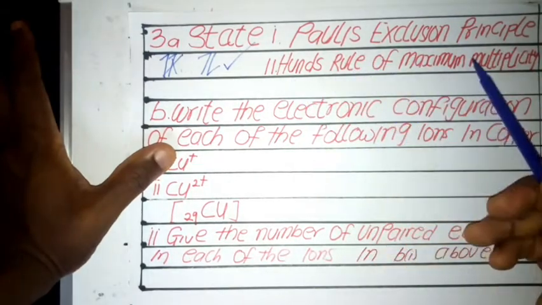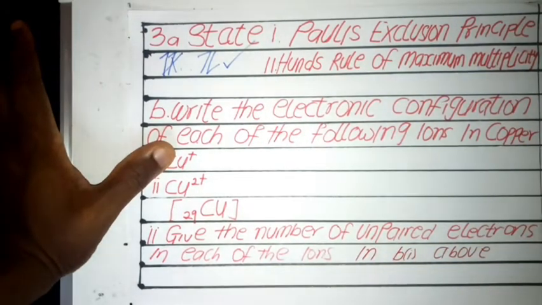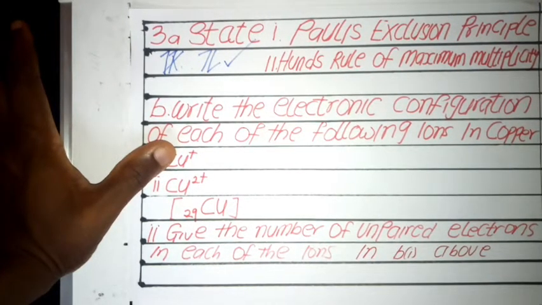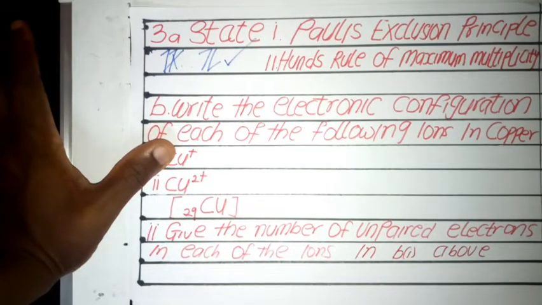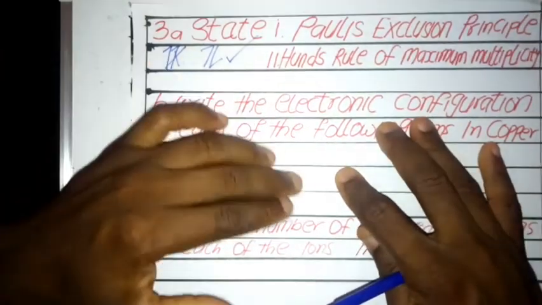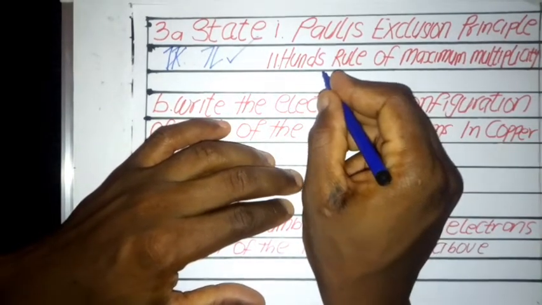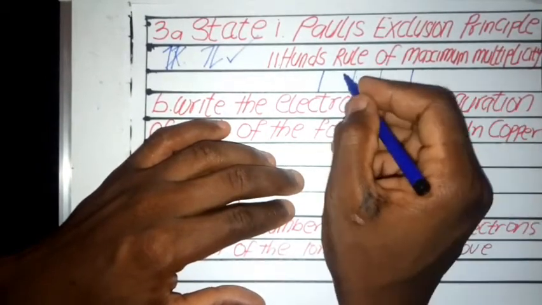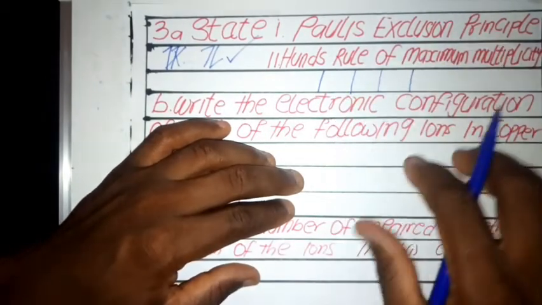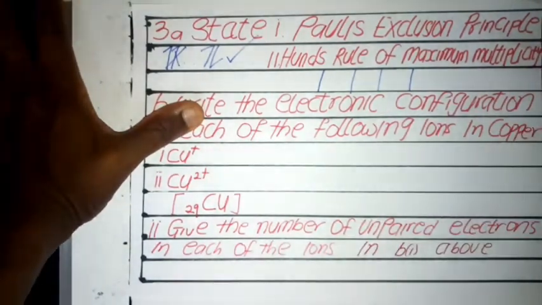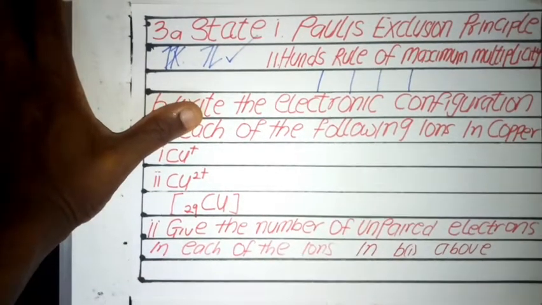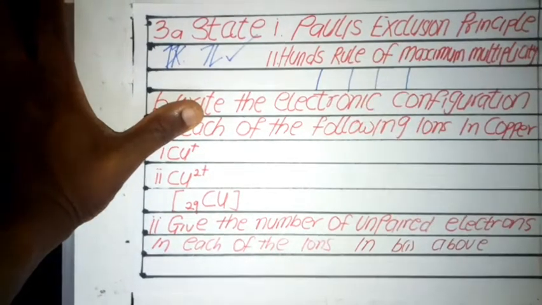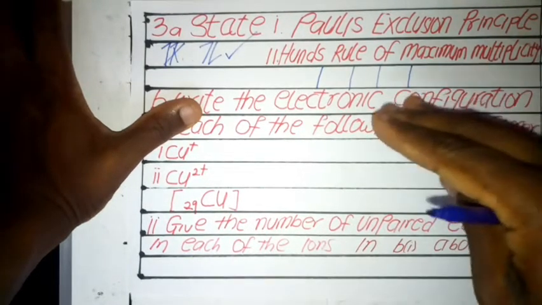Then Hund's rule of maximum multiplicity. Hund's rule is saying that orbitals are filled singly before pairing. Orbitals are filled singly before pairing. For example, let's say we want to fill in 3 electrons in this p orbital. Remember, p orbital has 3 shells. We want to fill in 3 electrons in this orbital.